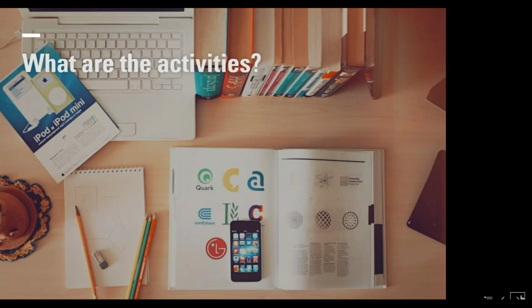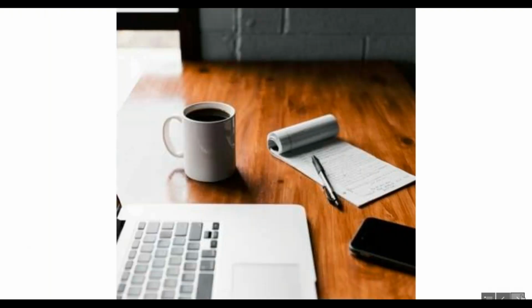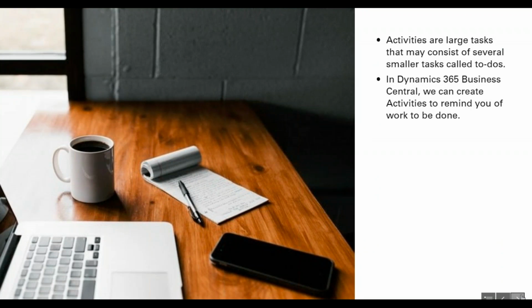To define it simply, activities are the tactics that salespeople use to achieve their goals and objectives. Also, activities are nothing but the conditions in which things are happening or are being done. In Dynamics 365 Business Central, activities are large tasks that may consist of several smaller tasks, which we call to-dos. Also, you can create activities to remind you of the work which is supposed to be done.